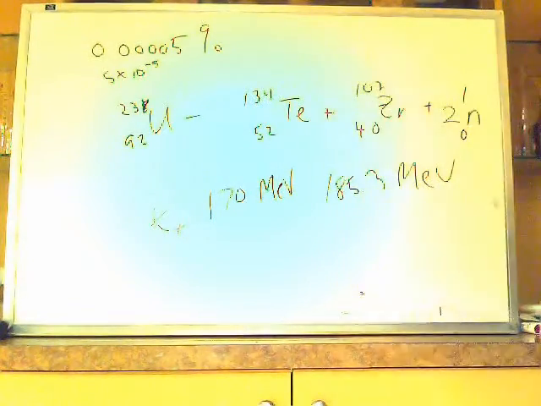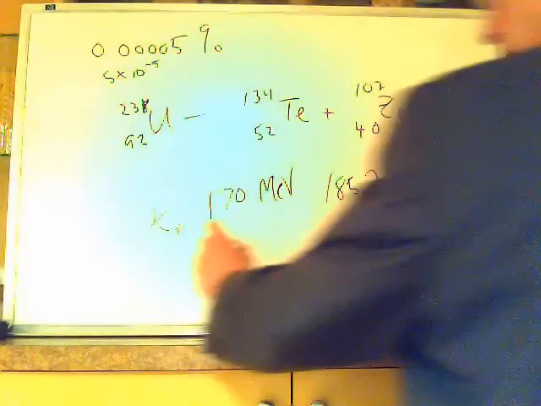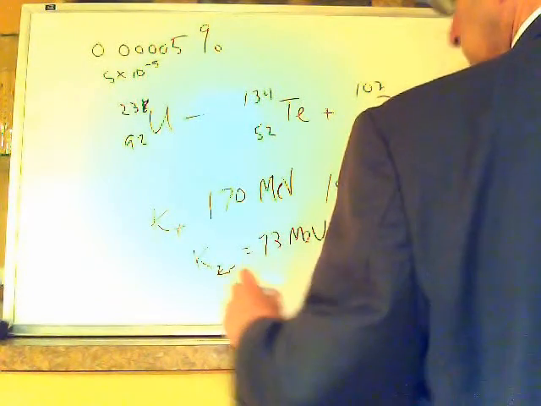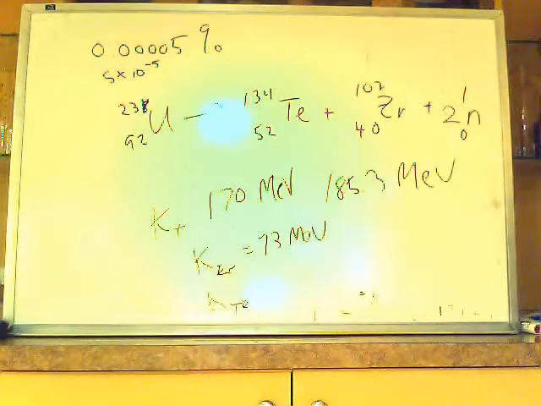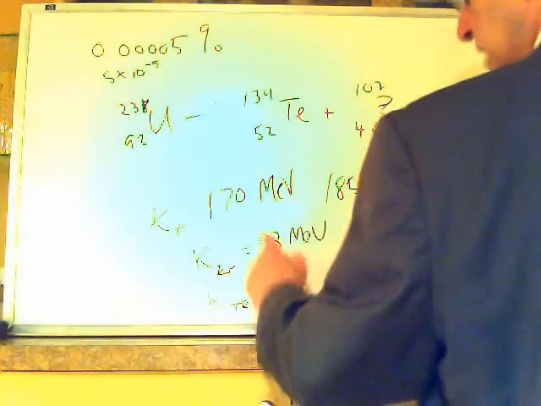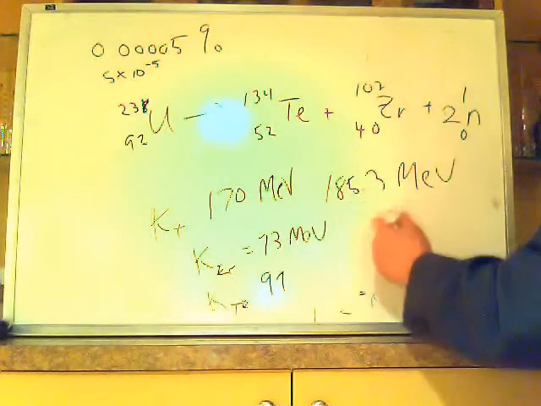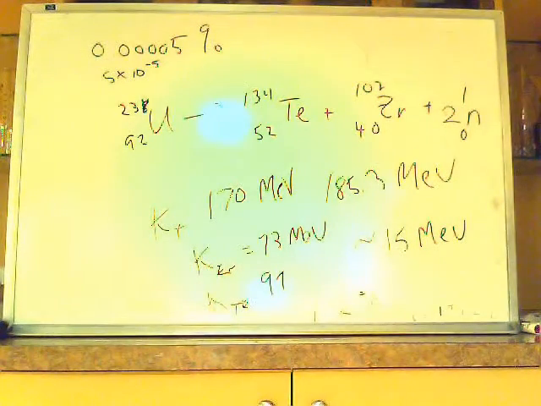And then if we do it individually for each of the two nuclides, what we'll find is that for the first one, the zirconium, we're going to get 73. So K for zirconium is going to be 73 MeV, and K for tellurium is going to be 97 MeV. So if you add both of those up, you'll find out, of course, that they have to sum to 170 MeV, which they do. So there's a difference here between 170 and 185 of approximately 15 MeV, and that's energy that's carried off in the neutrons. So if we actually add everything up, it does pretty much balance out.